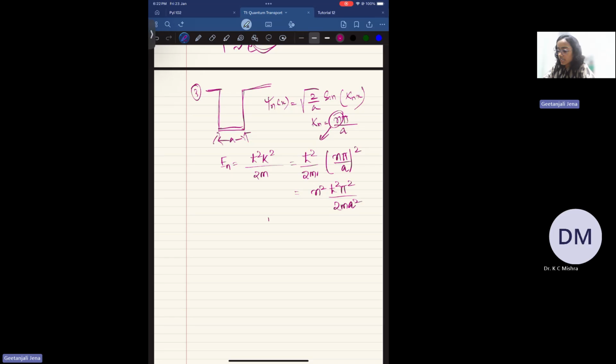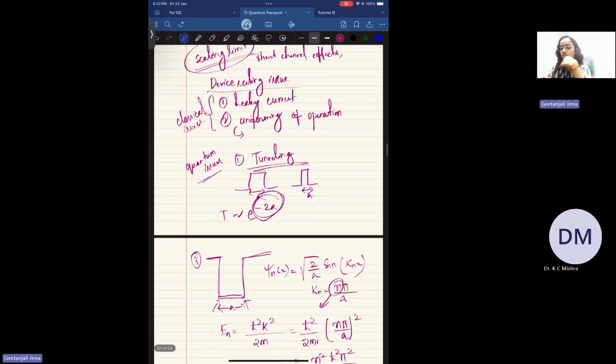Okay, so E_n is directly proportional to n square. So instead of a continuous energy level, now we'll have a discrete energy level, which has a relation like this. So instead of the IV characteristics that we have seen earlier, now we'll have a stepwise IV characteristics because of this discretization of energy level because of the size reduction.